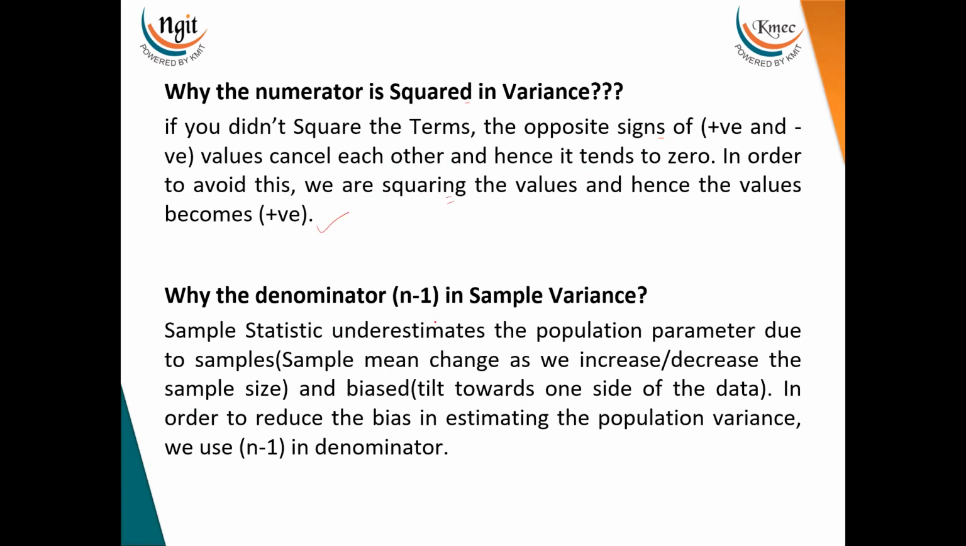Coming to sample variance: for population variance we use capital N, whereas for sample variance we use N minus 1. Why do we do this? A sample statistic underestimates the population parameter. A sample means we are taking some random sample from the population, so there may be an increase or decrease in the sample size and it may be biased. That is, it may tilt towards only one side of the data. In order to reduce this bias in estimating the population variance, we use N minus 1 in the denominator.